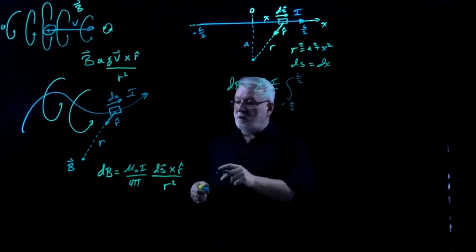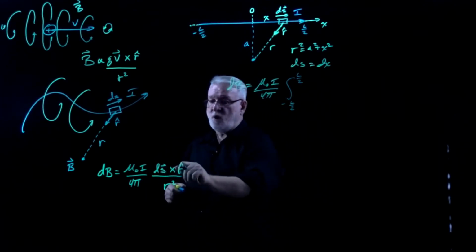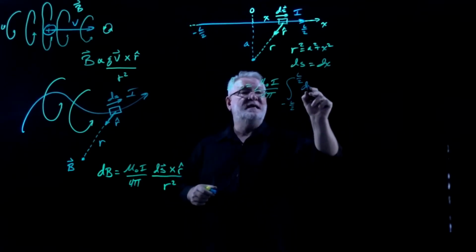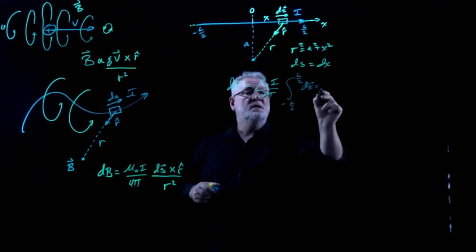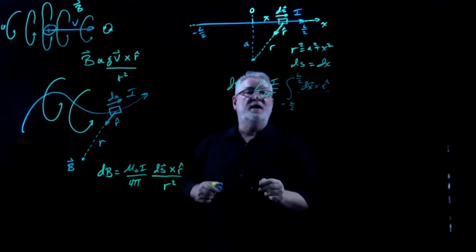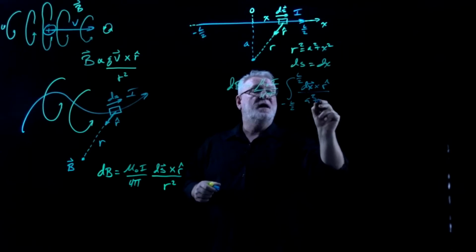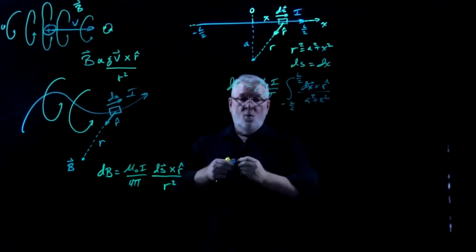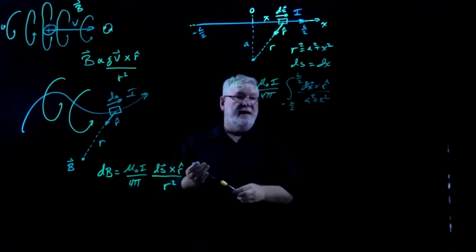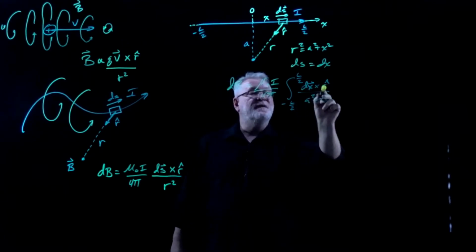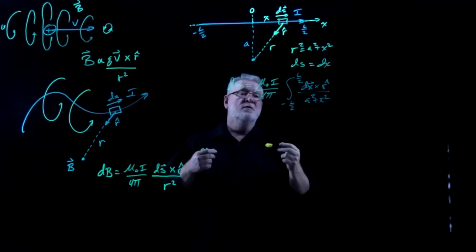And what am I going to integrate? Well, I'm going to integrate ds crossed with r hat. So that's dx crossed with r hat. And then the whole thing divided by r squared. And of course, r squared is a squared plus x squared. Well, I'm not quite done yet. What I need to do now is evaluate that cross product.